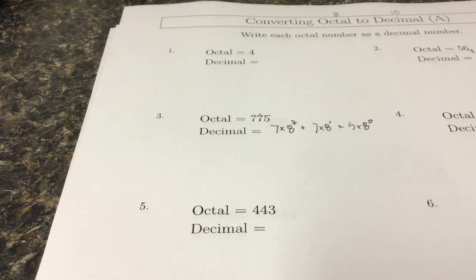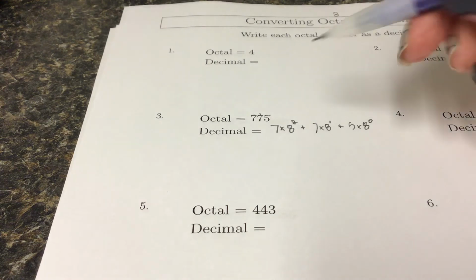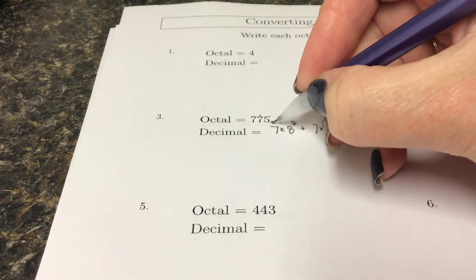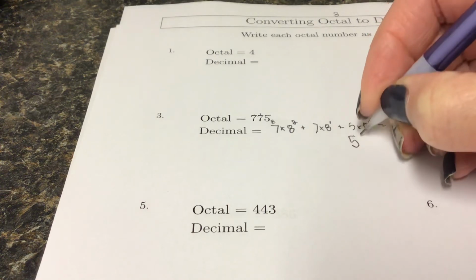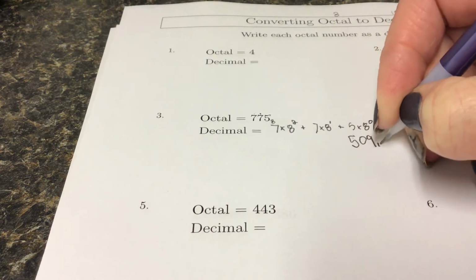So if we enter all that into our calculator, and we can do that because of our scientific calculator, we get that this octal number is equal to 509 in our base 10 numbering system.